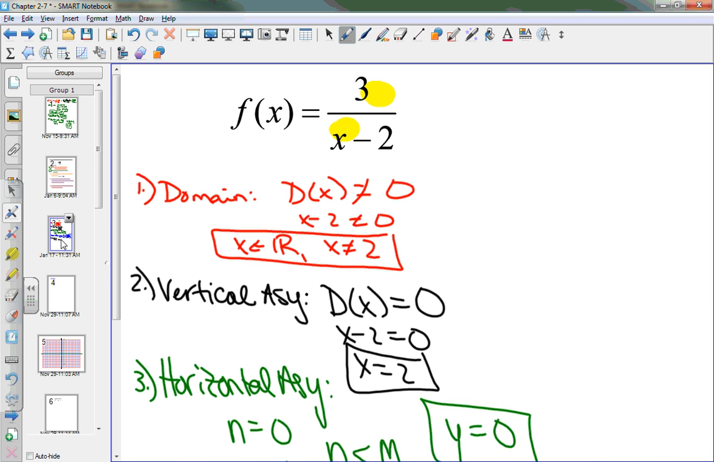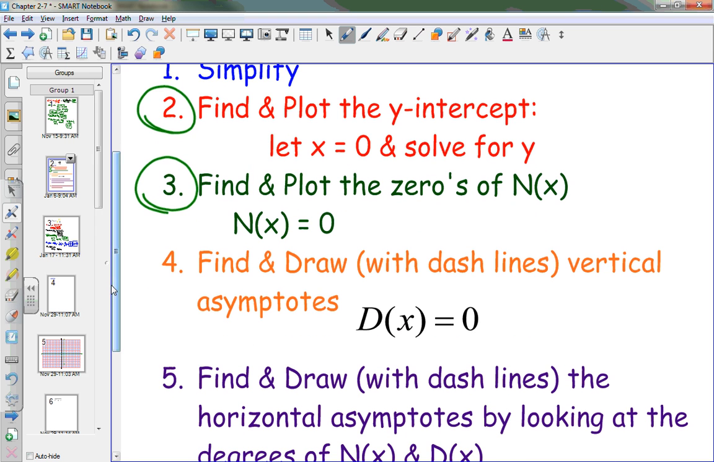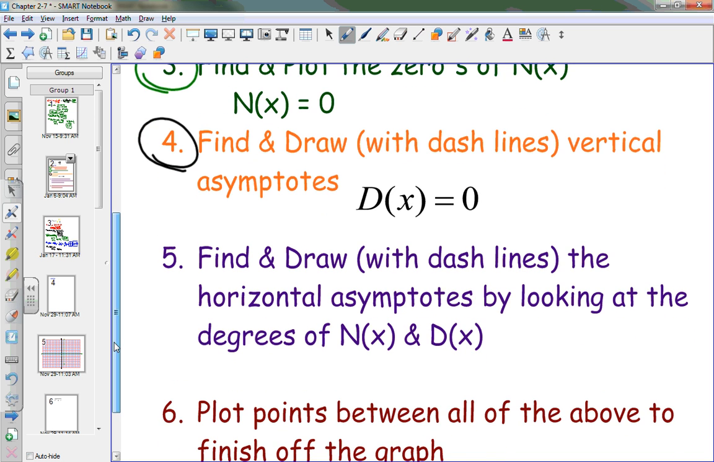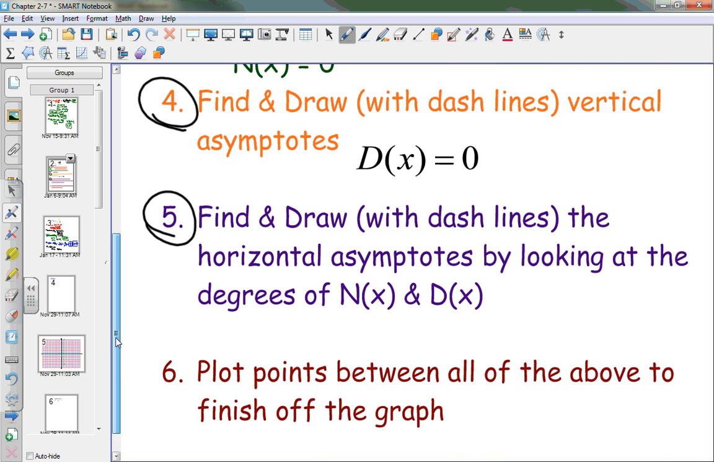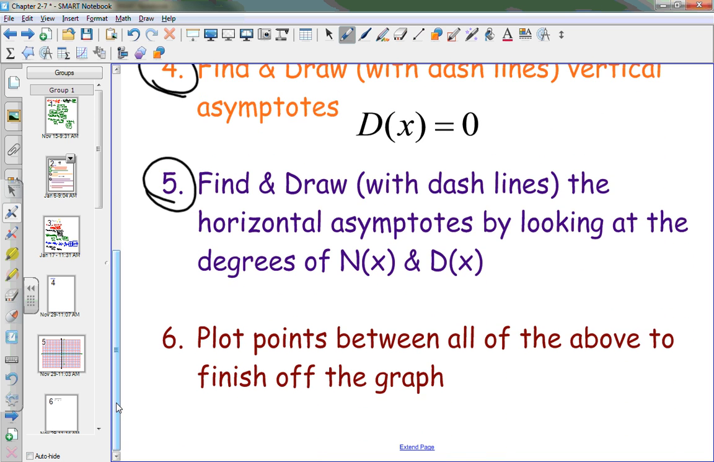So now I have found the y-intercept. I have no x-intercept. Did I do my vertical asymptote? Yes. Did I do my horizontal? Yes. Now it says step 6. Plot points between all of the above to finish off the graph.